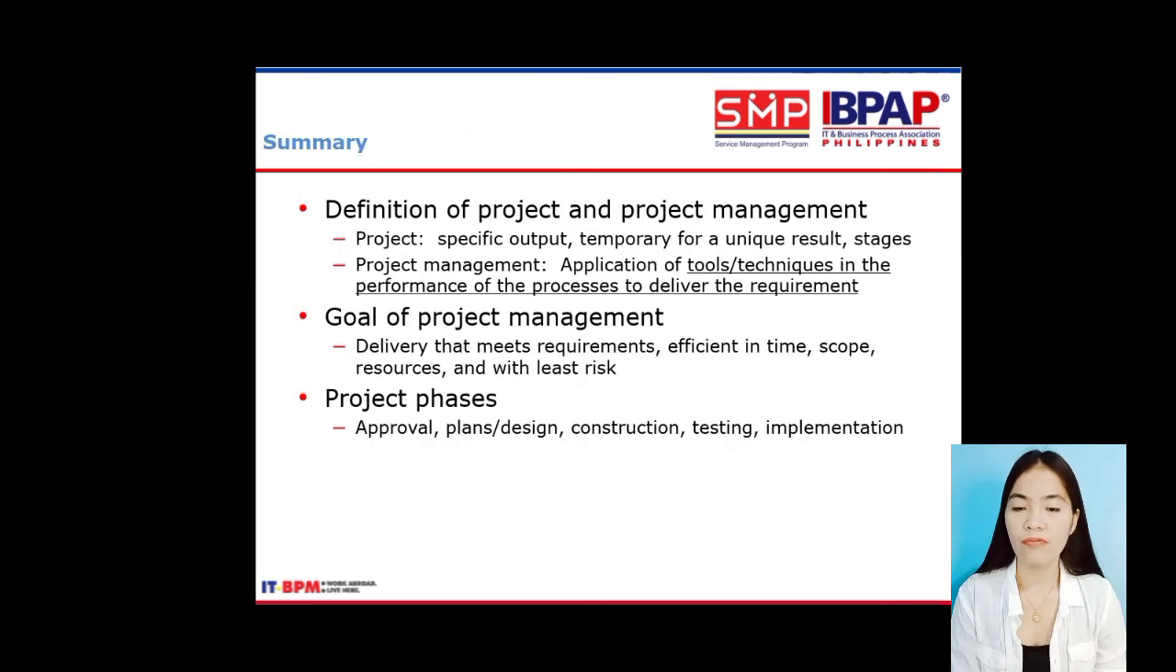Summary. Definition of project and project management. Project: a specific output, temporary, for unique results, with its stages. Project management: application of tools and techniques in the performance of the process to deliver the requirement. Goal of project management: delivery that meets requirements, efficient in time, scope, resources, and with least risk. Project phases: approval, plans, design, construction, testing, and implementation.